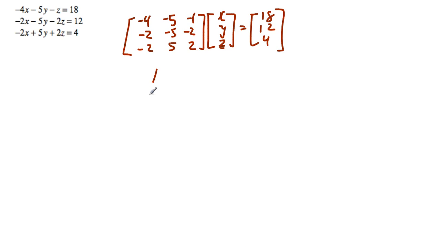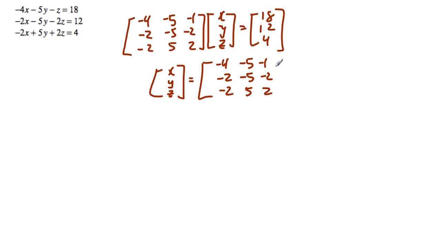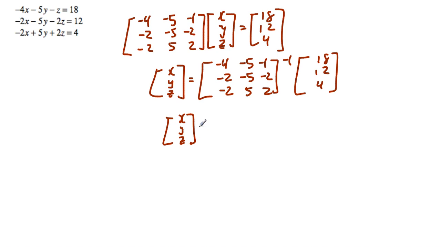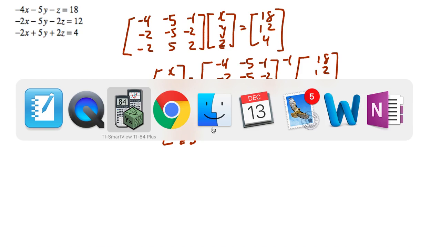So what we want to do is, if we want to solve for x, y, and z, we are going to take the inverse of the coefficient matrix, which, again, I get from all of the coefficients of the variables. Remember, inverse of this times the matrix of constants. If I put this into my calculator, I'm going to get the answer for x, y, z. So let's actually do that.